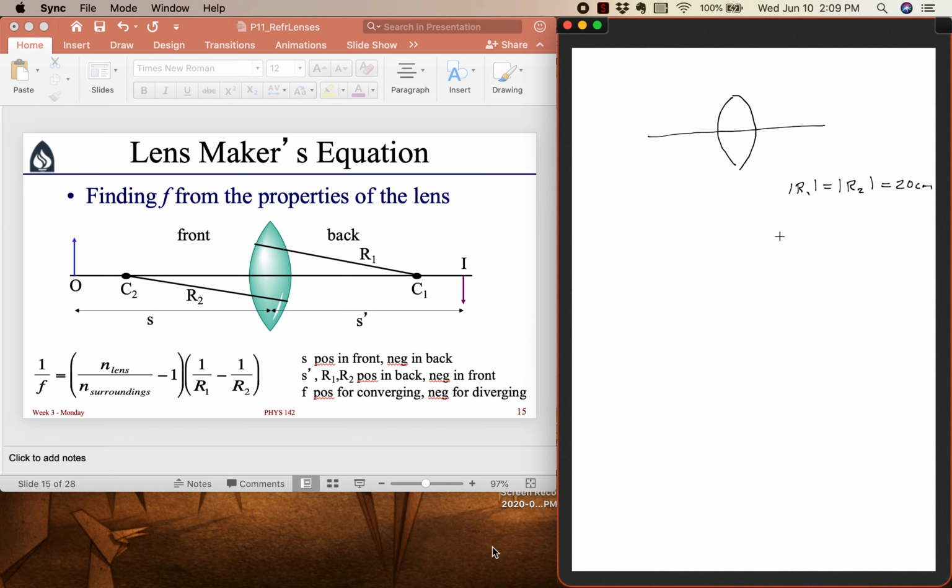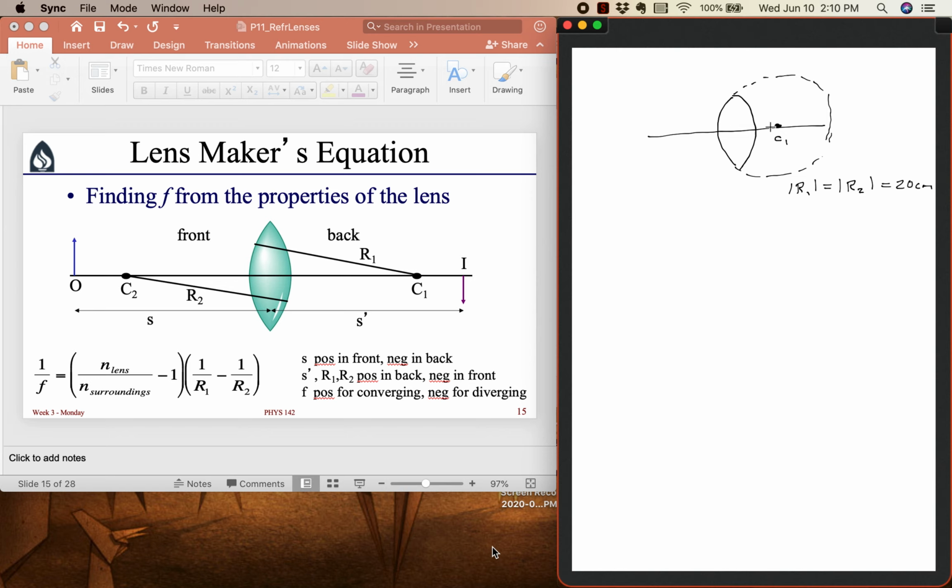Specifically, what do we do for R1 and R2 in terms of sign? If we first want to find R1, then we're looking at the front side of the lens. This is the side that has to do with R1. If we completed this into a total circle, we would see that the center of curvature of this front side is somewhere here. So this would be C1, the center of curvature for the front side of the lens.